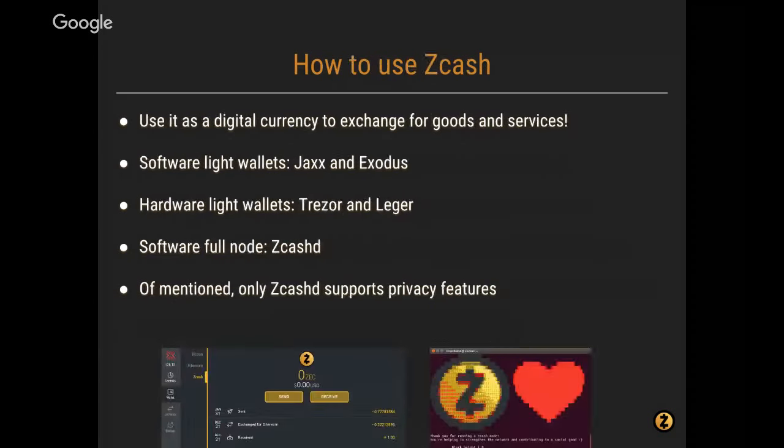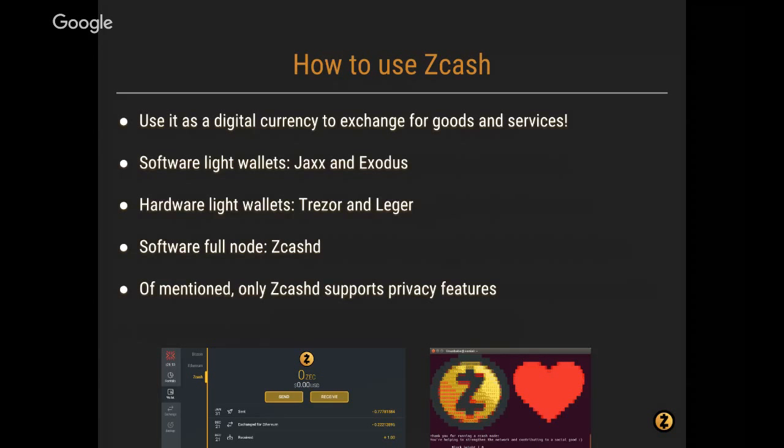If you want to use Zcash as a form of digital currency, I personally recommend a small handful of clients: Jaxx, Exodus, Trezor, Ledger, and Zcashd. Jaxx and Exodus are software light wallets, which means that they are wallets you can download onto your phone or desktop, and you don't need to buy any hardware. And a light wallet because it only gives you send and receive capabilities. You don't validate transactions on the network, participate in consensus, or anything like that.